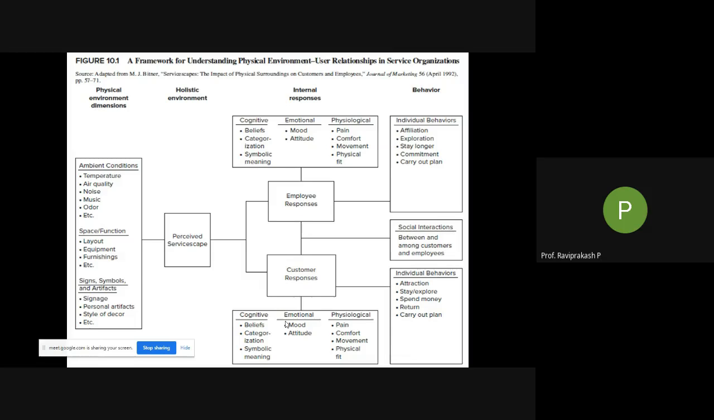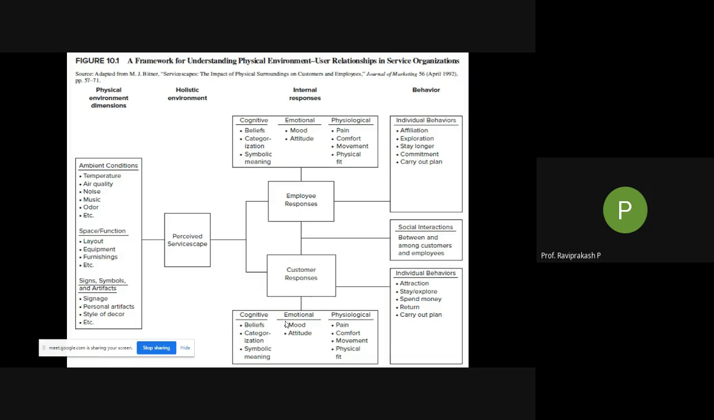Next, the physical environment dimensions, that is the ambient conditions: the temperature, air quality, noise, music, odor, and so on. And the spatial function, whether the layout is good, the equipment is proper, and it is properly furnished or not. Then the last one is signs, symbols, and artifacts. So what are these? We are having signages where signboards are put, stating what it is or where to go for a certain thing. Then personal artifacts, like a fountain setting, some idols kept over there, which gives a certain kind of feeling to the customer.